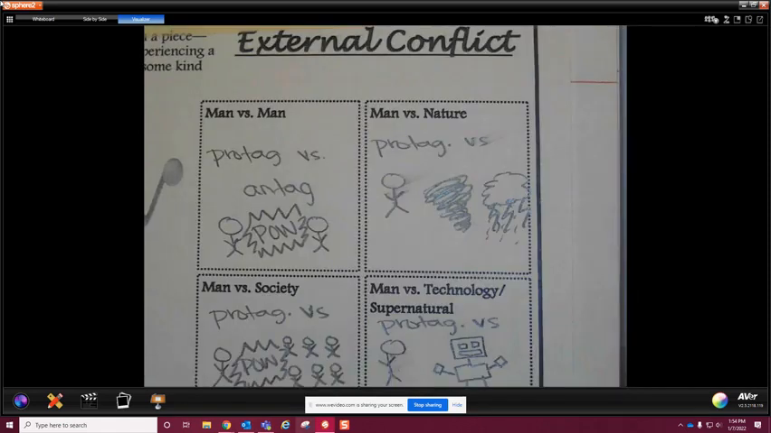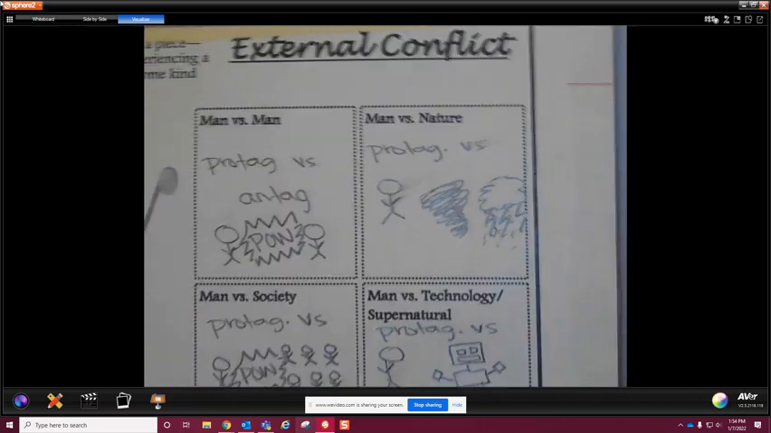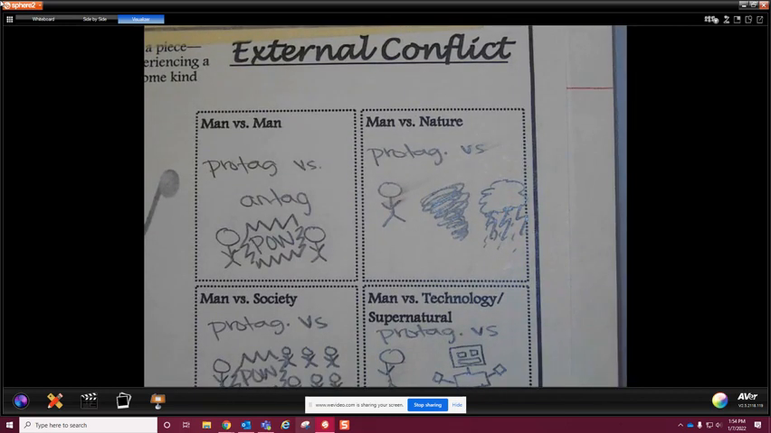We have the external conflict. And external conflict can be in different ways as well. This is obviously more visual. We can see these things. So we have man versus man. So it's protagonist versus antagonist. I just drew a little picture to help myself see that as well. But that's where two people have a conflict with each other.